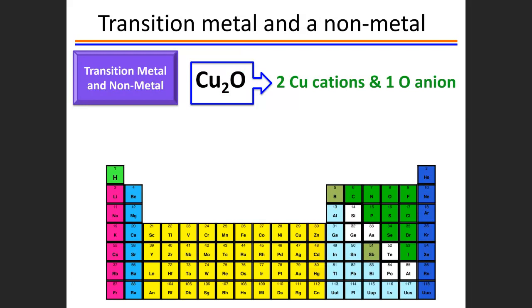Transition metal and non-metal. If you look here, in that case, this is called copper oxide. But here, if you look, we know the oxygen charge.